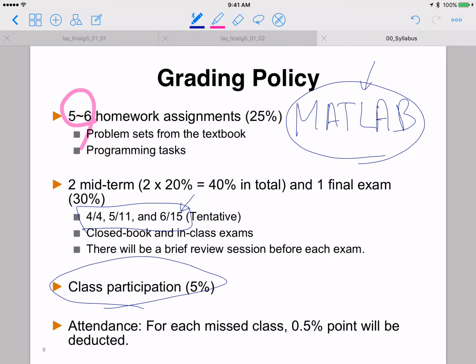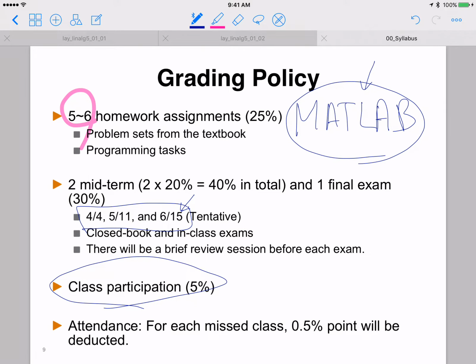And class participation takes about 5%. But I'm planning to emphasize this class participation. So, yeah, I plan to ask many questions to you guys. And if you're the one that answers these questions, then I remember you and give credit for these.